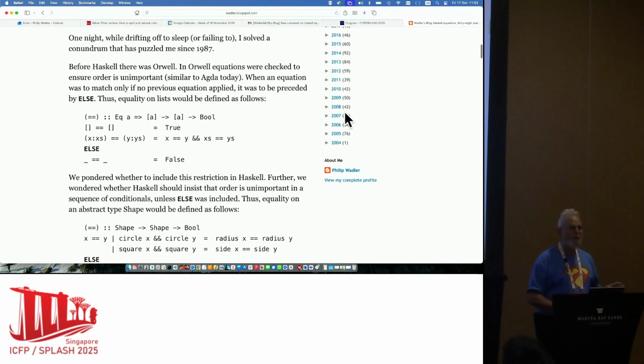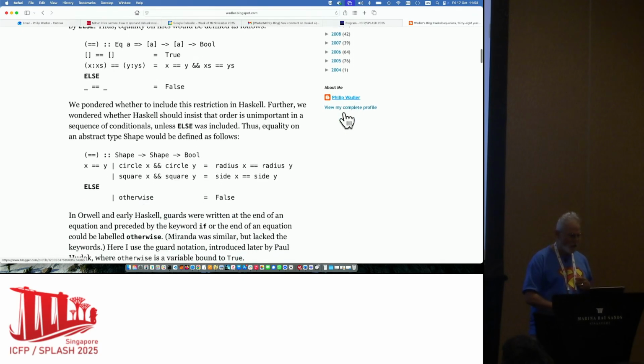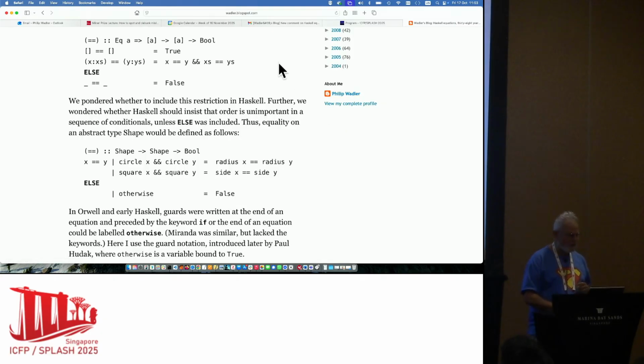Before there was Haskell, there was something called Orwell, which was sort of a dry run at Haskell, which I had done at Oxford, working with other people. And Orwell had this feature that the order of the equations shouldn't matter. So if you want to write equality: nil equals nil is true; x cons xs equals y cons ys is true if x is equal to y and xs is equal to ys, else in any other case, equal is false. This is a wildcard, of course. If I say something you don't understand, please do ask a question. If I say something you disagree with, wait till the end to ask a question.